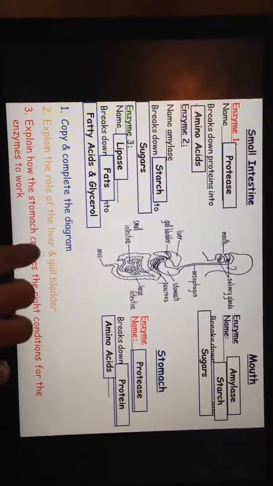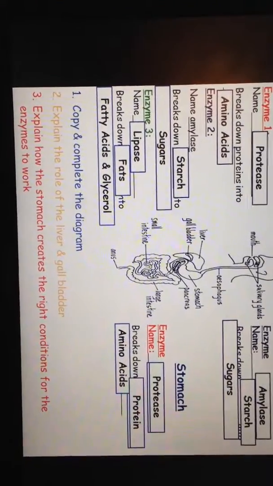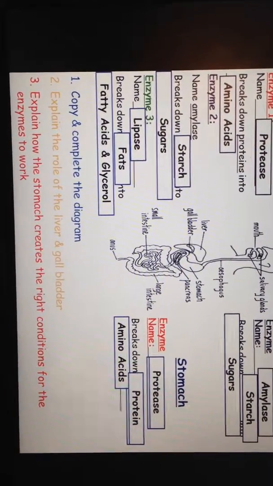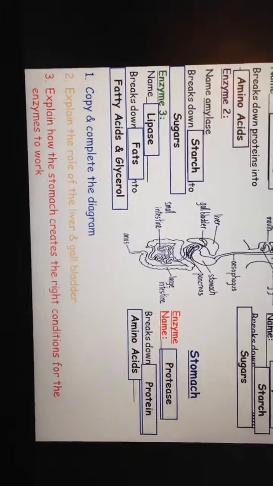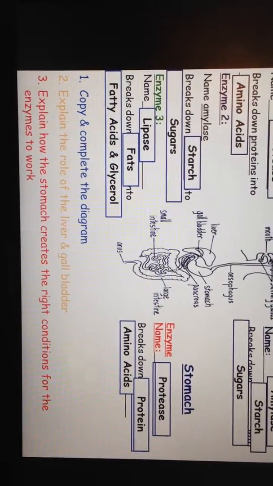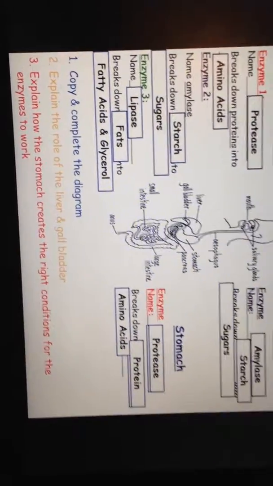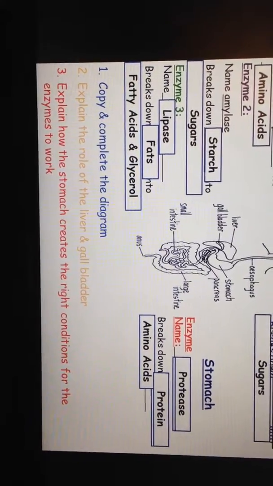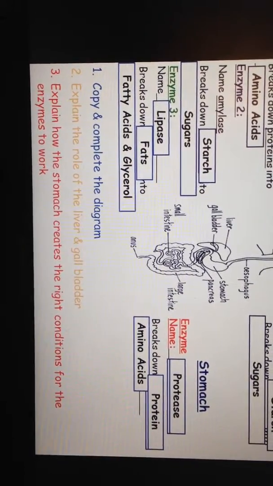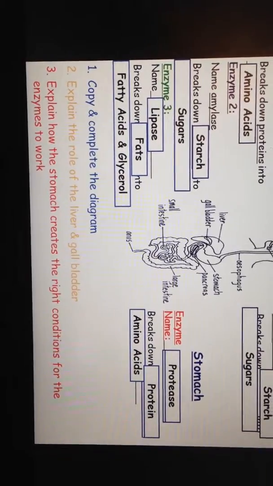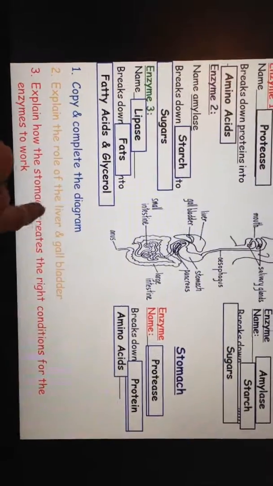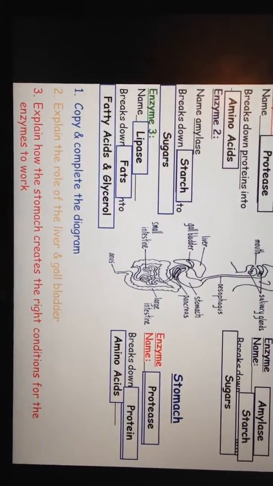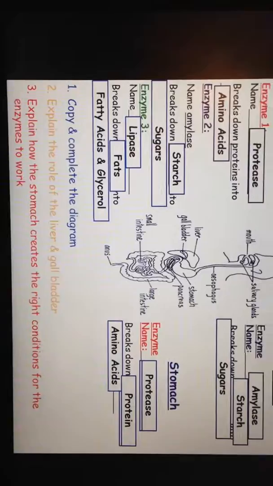Make sure you can explain the role of the liver in creating the bile, what the bile is used for. You need to go back if you can't remember what I've said. The gallbladder is just where the bile is actually stored. You need to be able to explain how the stomach creates the right conditions for the enzymes to work, and also how that acidic environment is neutralised when the food makes its way into the small intestine, and that comes back to explaining why the liver is important in producing the bile. So you need to be able to do all of that.